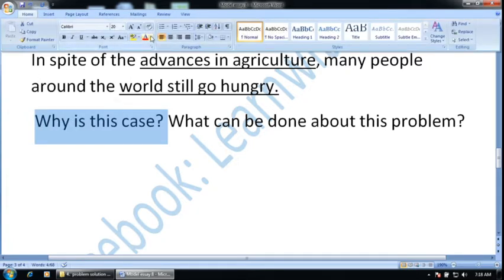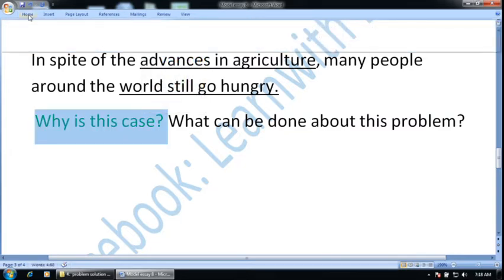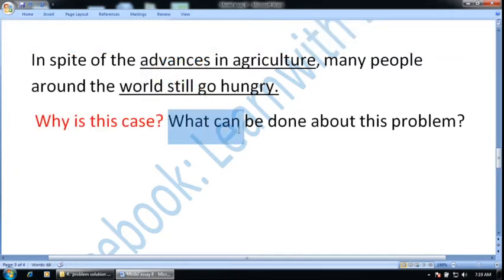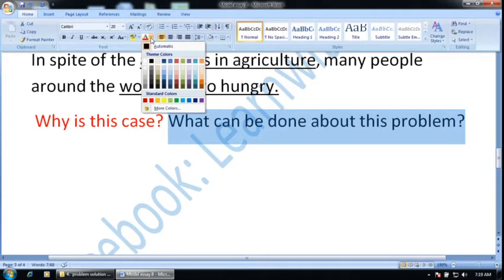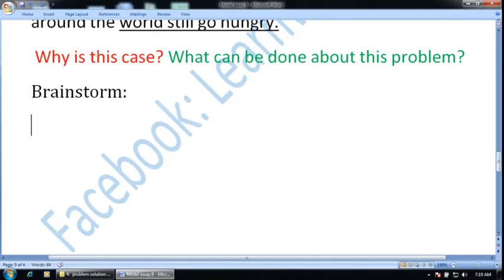This is my task 1, first task. And what are the causes? Let us make it red. What are the causes of this problem? What are the solutions? What can be done to solve these problems? So first of all, after doing this, you need to brainstorm your ideas. To brainstorm, you need to put problems or causes at one side and solutions at one side.